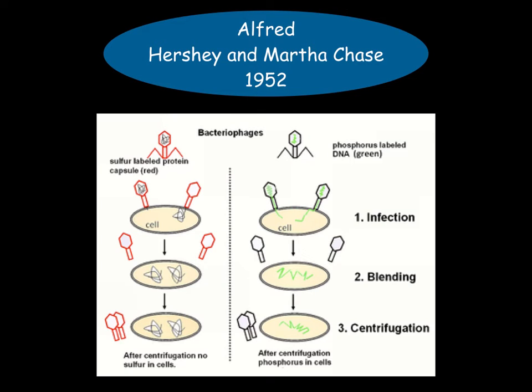So let's have a look at what the results are. The bacteria were infected with the virus, and the genetic material was inserted into the bacteria. So all virus coats were removed using a centrifuge, leaving only the infected bacteria. So bacteria contained radioactive phosphorus, not sulfur. This means that no protein was passed into the bacteria and no sulfur was passed on to the next generation, radioactive sulfur.